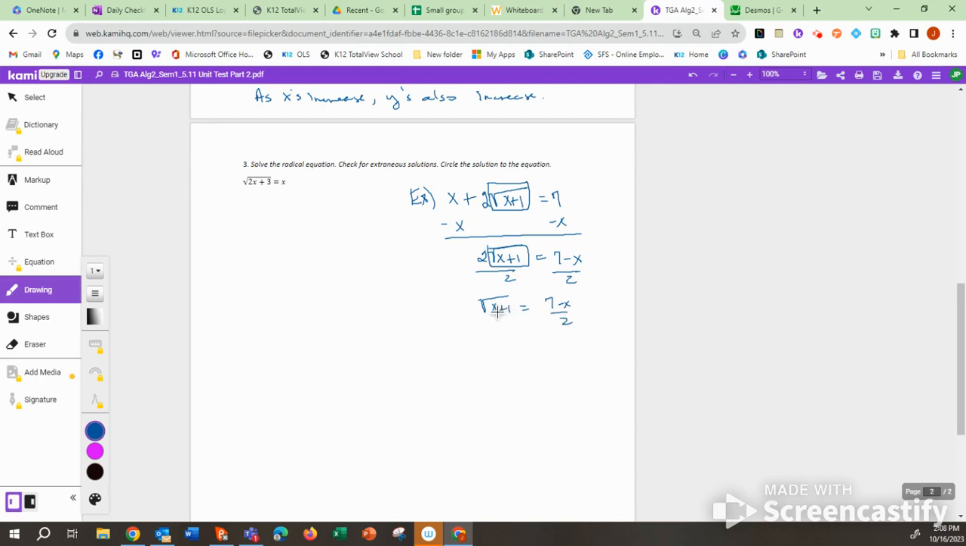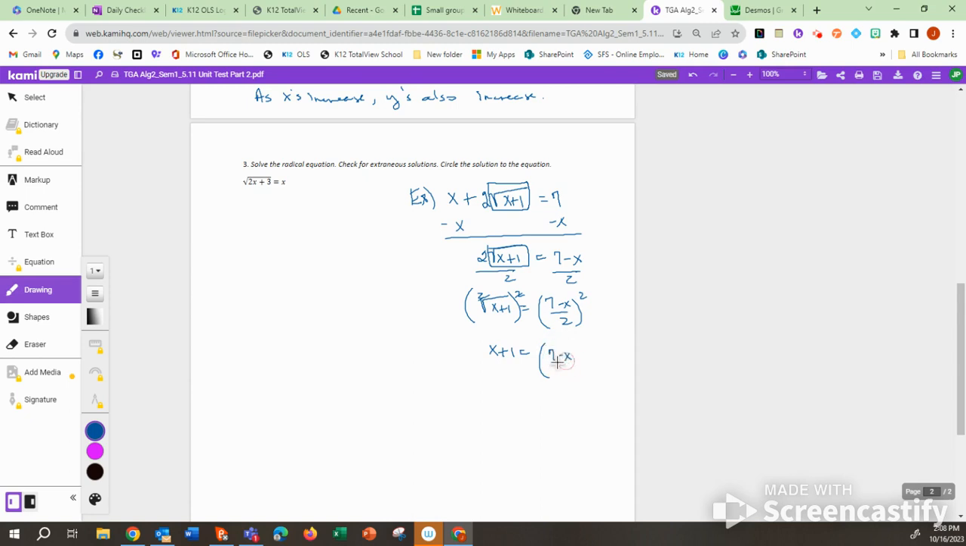My next step, once I get the radical isolated, is to check out what the index is. It's an understood 2, so I'm going to exponentiate both sides. That means since this is a square root, I'm going to square both sides. If it were a cube root, then I would cube both sides, and so on. My square and my square root will cancel out. That's going to leave me with x plus 1 equals ((7 minus x) over 2) squared.